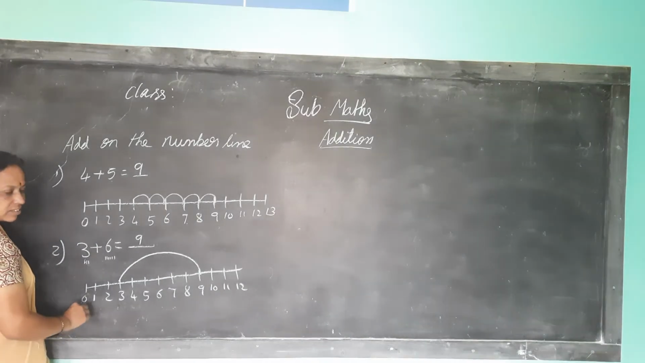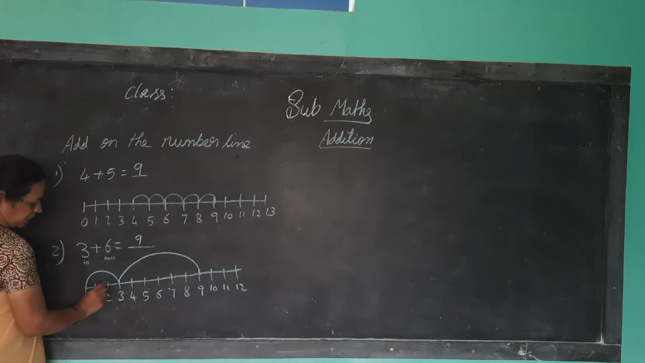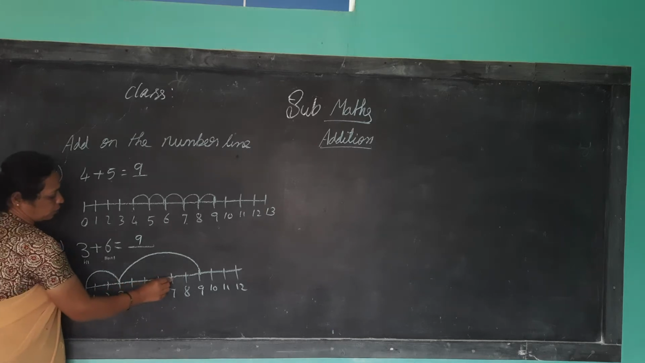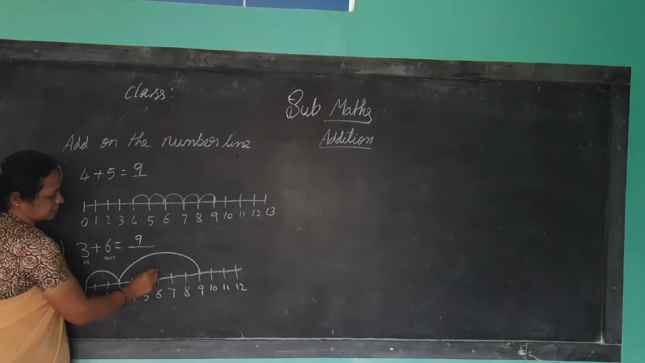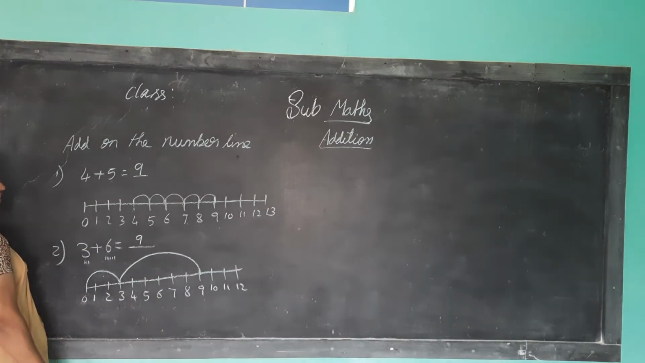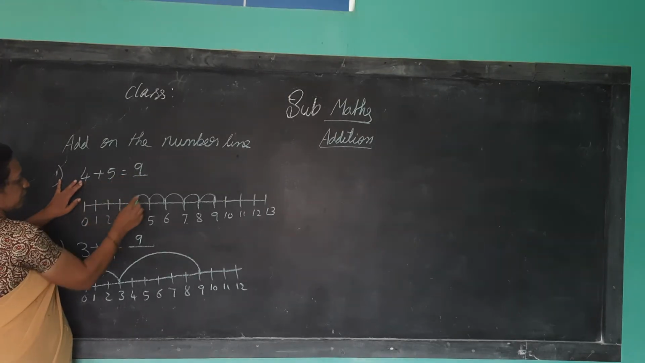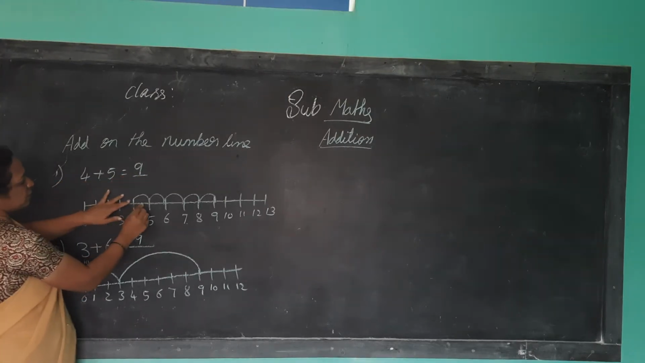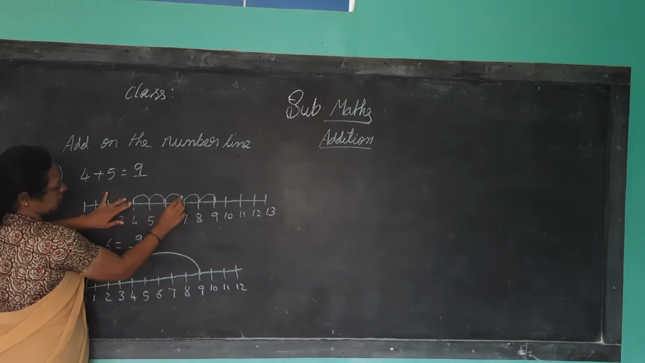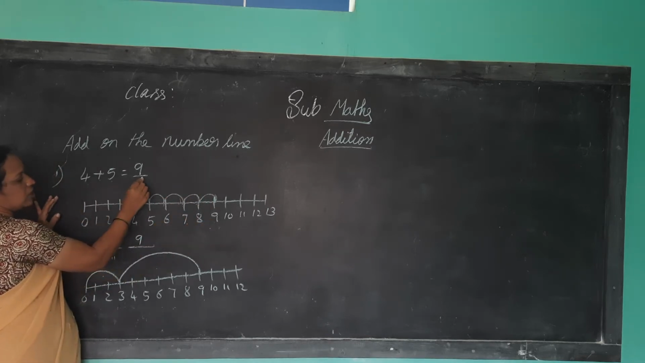You can draw like this also. First do it for 3, from 0: 1, 2, 3. Plus 6: 1, 2, 3, 4, 5, 6. So 3 plus 6 is 9. Otherwise, here I have written 4 plus 5 is equal to dash. See, 4 plus 5: 1, 2, 3, 4, 5. How much? 9. 4 plus 5 is equal to 9.